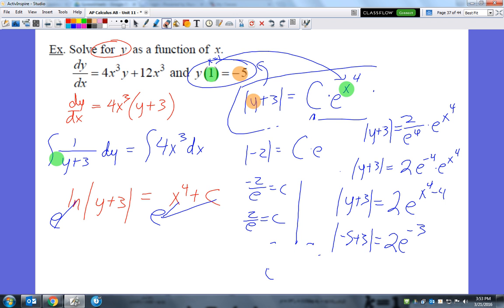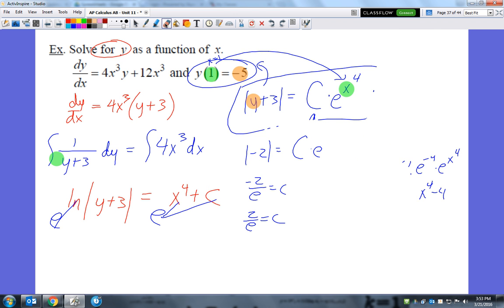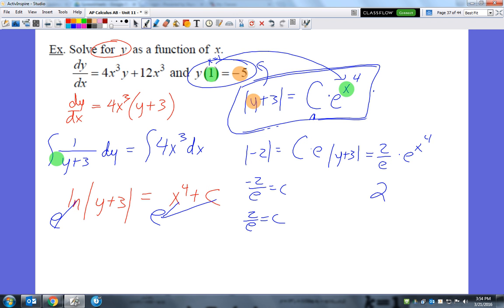Okay? So looking at this, let's go to checking them both out. I shouldn't have had a power of 4 on that e base. So this is my general. Plugging it in as far as c is equal to 2 over e, you would have 2 over e times e to the x to the fourth is equal to y plus 3. This would be rewritten as e to the negative 1, e to the x to the fourth. You're multiplying them, you have y plus 3. And then this would be x to the fourth minus 1 is the power of e. 2 is a coefficient, and you have something like that.